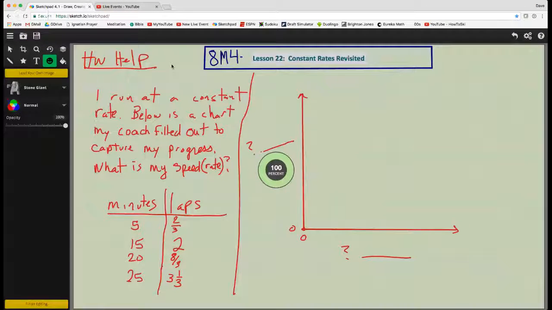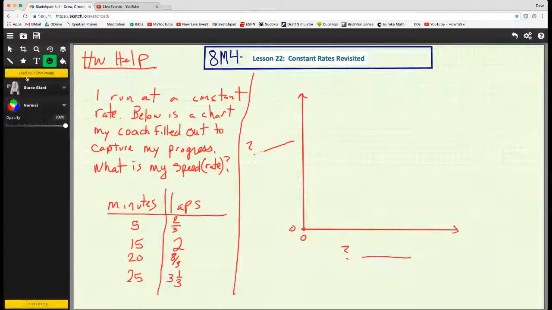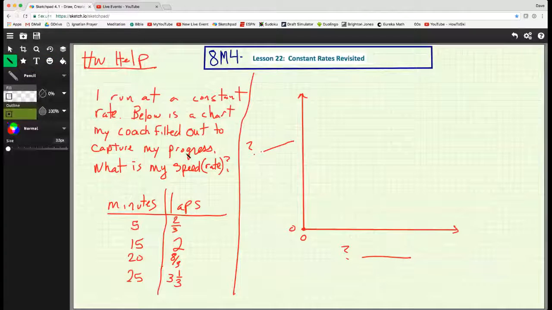Let's move on to another example. Okay, here we go. I run at a constant rate. Below is a chart my coach filled out to capture my progress. What is my speed? So maybe you want to pause and try, and I'm going to give you a hint that you don't need to graph all of these points. Just graph the easiest point. That's my hint.